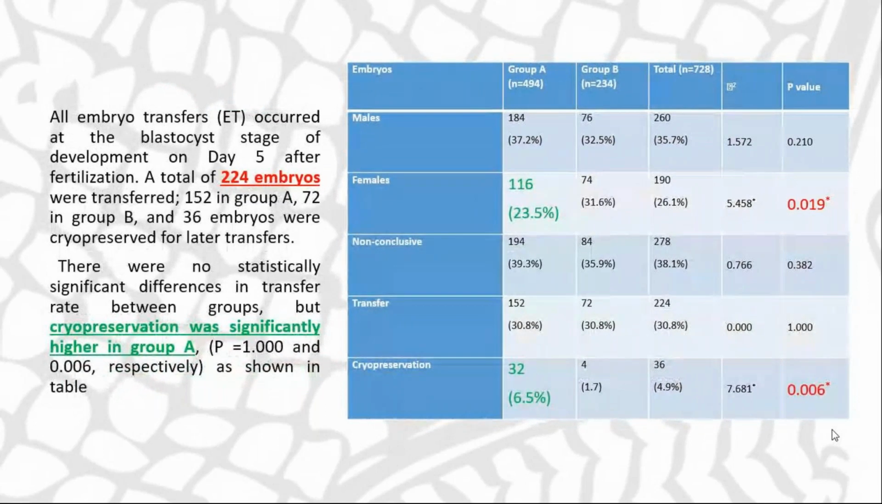Okay. All embryo transfers occurred at the blastocyst stage, which is day 5 after fertilization. As regards the results of this transfer or cryopreservation for later use, there was no statistically significant difference between the two groups in the transfer rate. But as regards cryopreservation, we have a statistically significant difference between the two groups, with higher rates of cryopreservation for the male embryos resulting in group A.